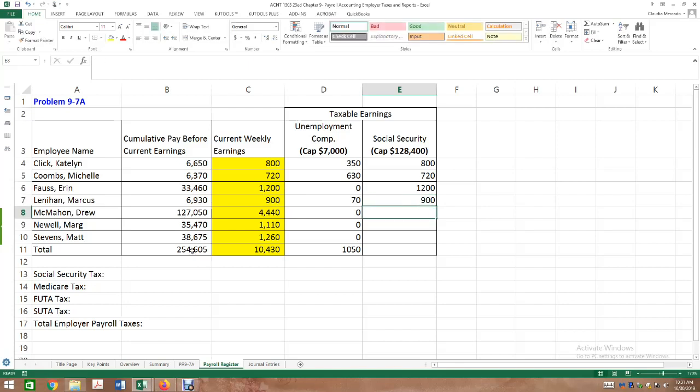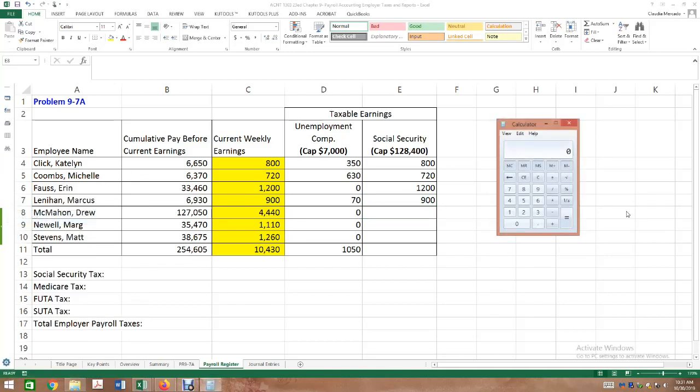Now we get to Drew McMahon. Okay, now Drew McMahon is probably a very important employee because he's making a lot of money. Mr. McMahon here has earned $127,50. My cap is $128,400. So I am only going to pay taxes up to that amount. But guess what? This employee made a lot of money. He made $4,440 this week. So that means that part of this is not going to be taxable.